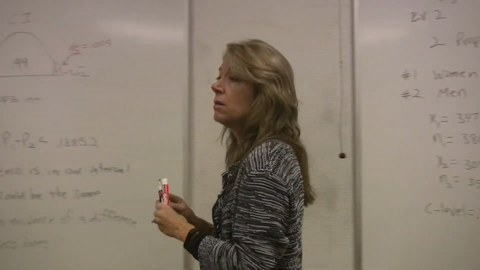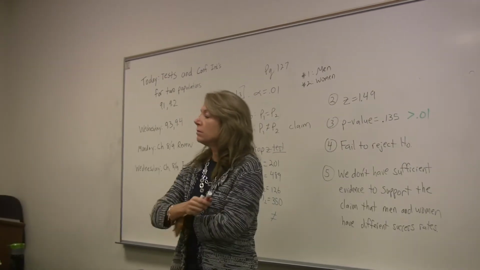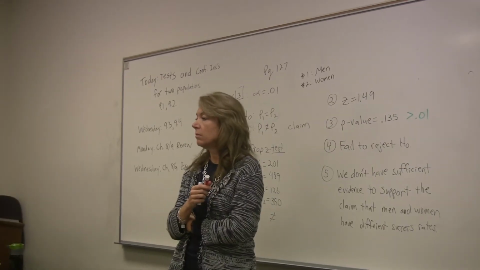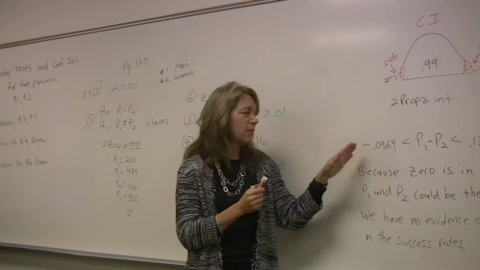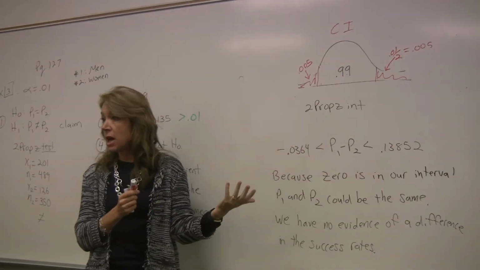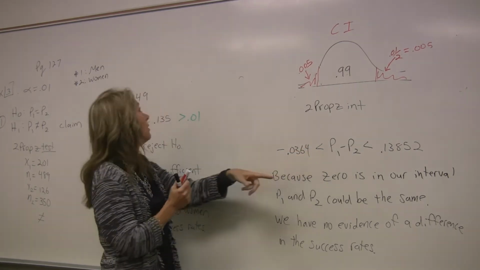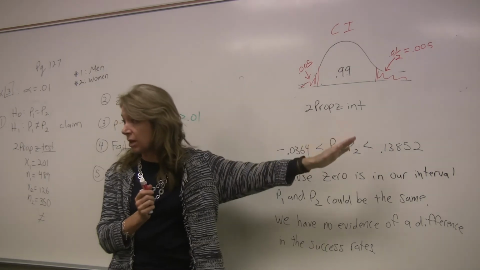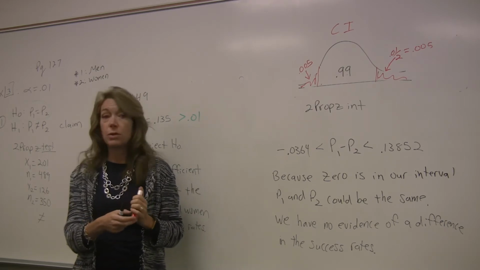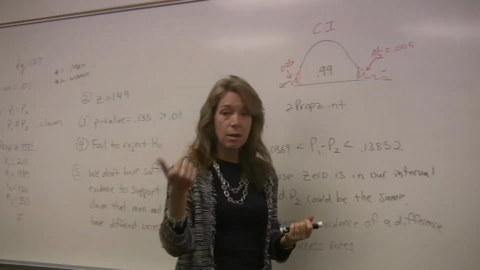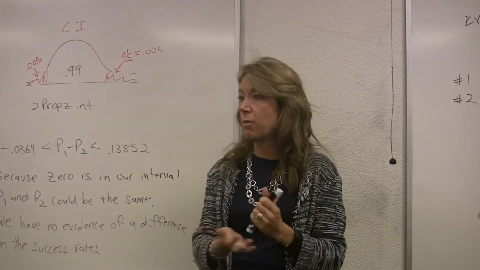So if 0 wasn't in the interval, would we say that they aren't the same, that there is evidence? Exactly. So if 0 was not in our interval, let's say these were all positive. This was positive to positive. Since 0 is not in the interval, they definitely are different. And if they were positive, that means that the P1, which was men, had a higher success rate than women. And if they were both negative, it would have been lower. So the only 3 possible answers are the first one's higher, the first one's lower, or there's no difference. Those are the only possible things you could come up with.